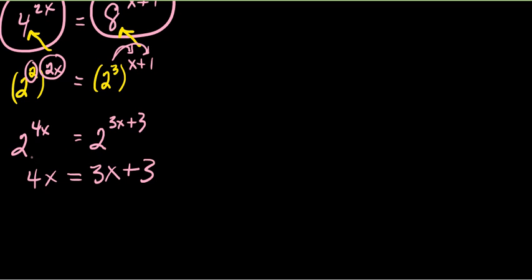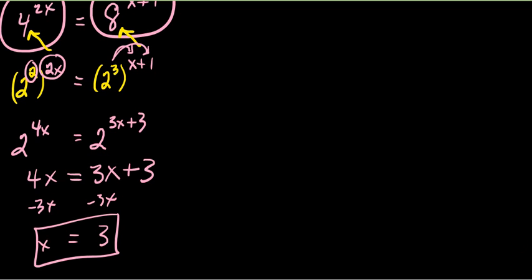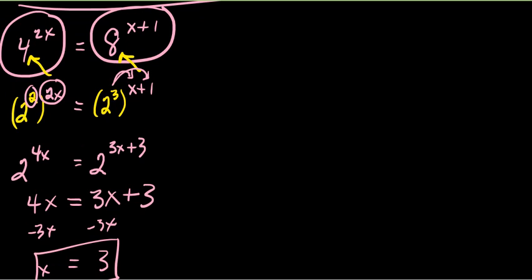Okay, does everyone see how I went from this step here down to this step here? All right. Now this is easy. Now we just do regular old algebra stuff. And this is x equals 3. Let's check that and see if we did this right. So 4 to the power of 2 times 3 should equal 8 to the power of 3 plus 1. So that's 4 to the power of 6 should equal 8 to the power of 4.